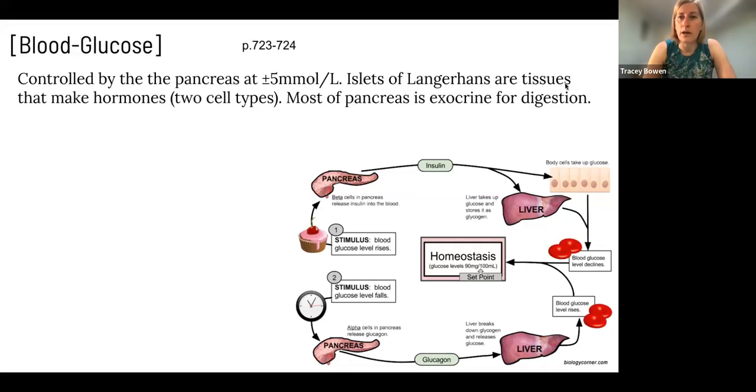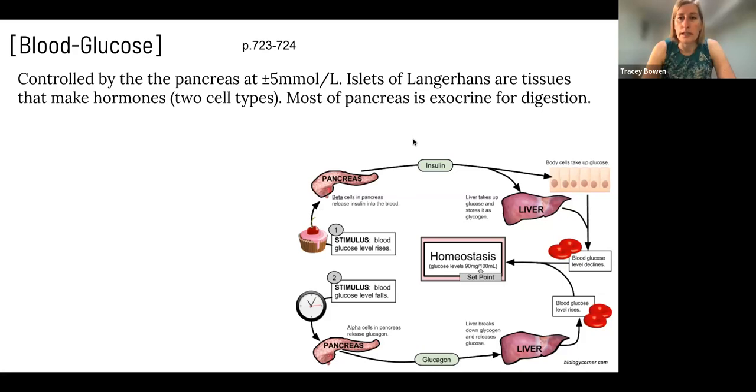This is controlled by our pancreas, and the pancreas has two different types of cells in the islets of Langerhans. And so our blood glucose level is usually maintained at about 5 millimoles per liter. The islets of Langerhans have two cell types, alpha and beta cells, but then they also have a variety of other cells which are related to exocrine glands that are typically used for digestion. The alpha and beta cells associated with the islets of Langerhans are endocrine cells.